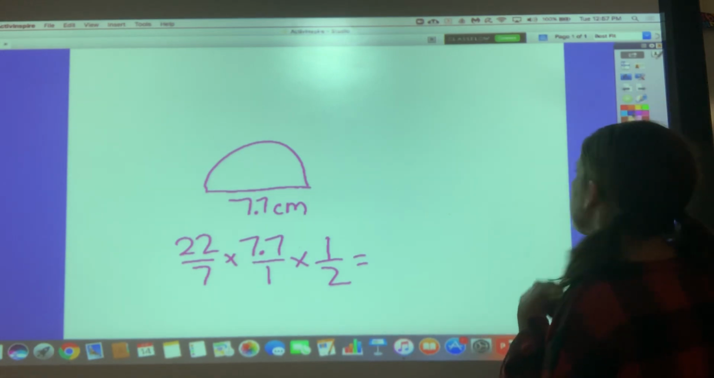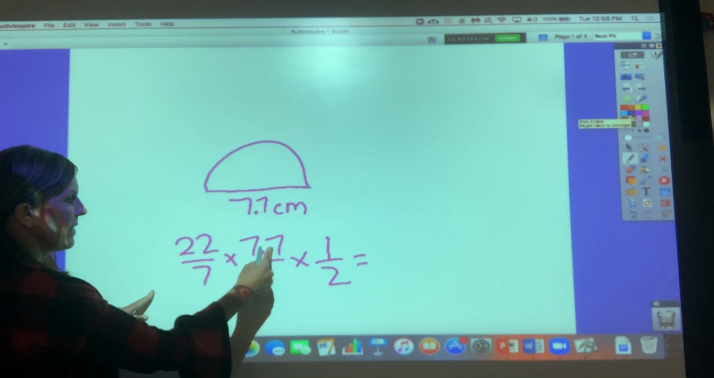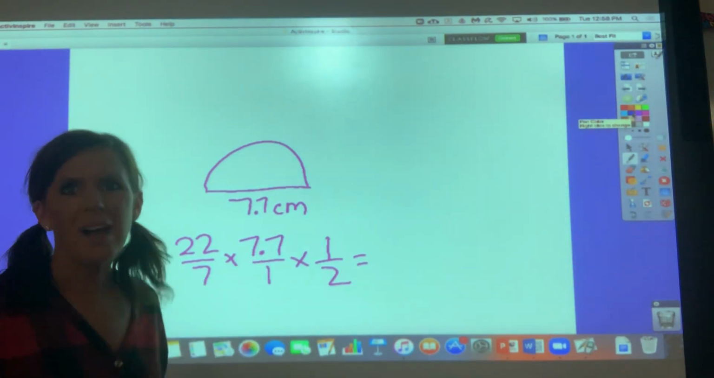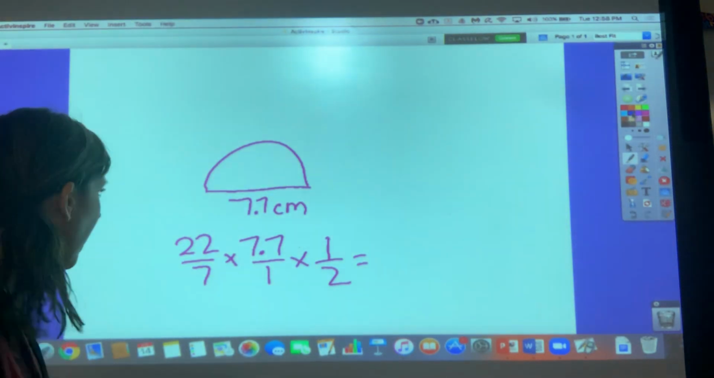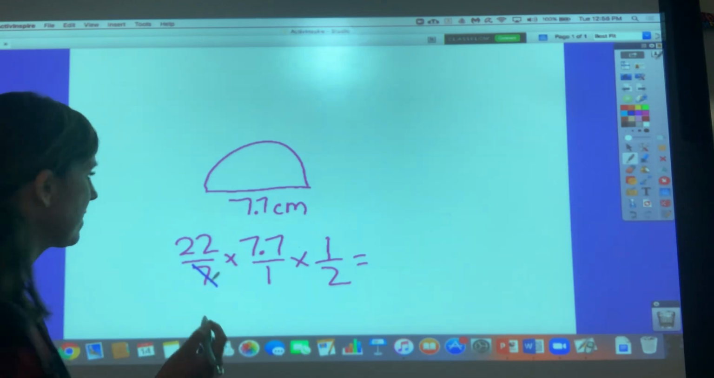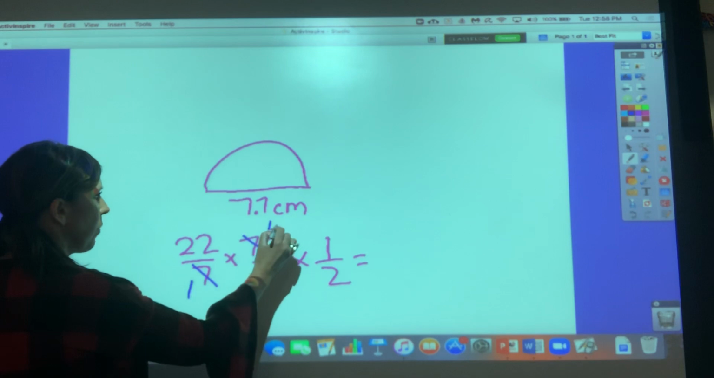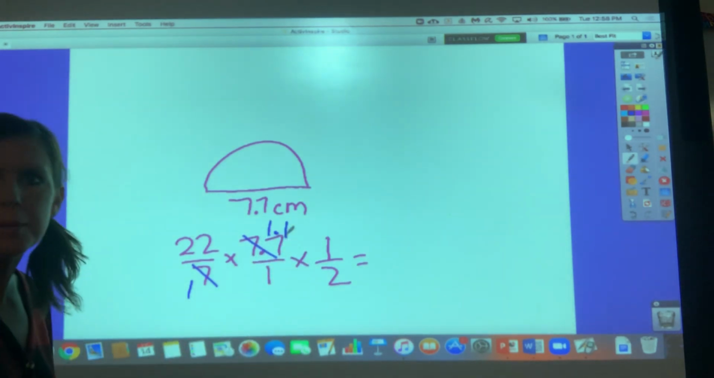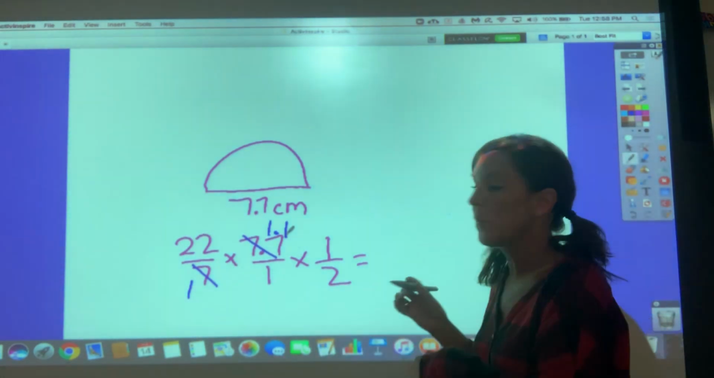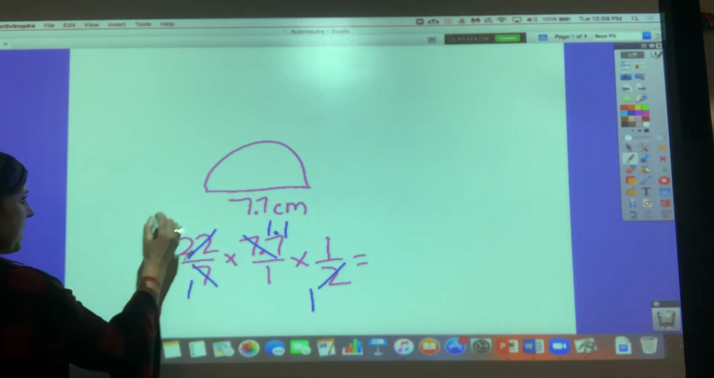Okay, we're going to cancel everything we can cancel. Okay, so let's look here. We can cancel these two things. Now, don't let this freak you out. Just think of this as 77 with a dot in the middle. So if 7 can cancel with 77, then it can cancel with 7.7. So 7 goes into itself once, and it goes into 7.7, 1.1, or 11 with a dot in the middle, basically. And then, just like last time, we can cancel the 2 and the 22. So the 2 is going to go into itself once, and it's going into 22 11 times.